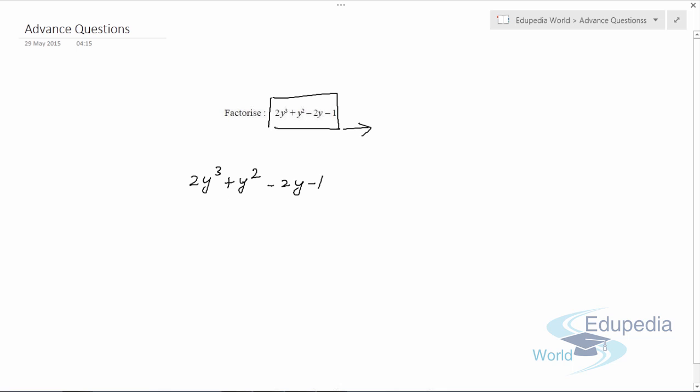2y cube plus y square minus 2y minus 1. So what we can do is rearrange these terms. We can arrange this term with this term and this term with this term. So what we'll get is 2y cube minus 2y plus y square minus 1.